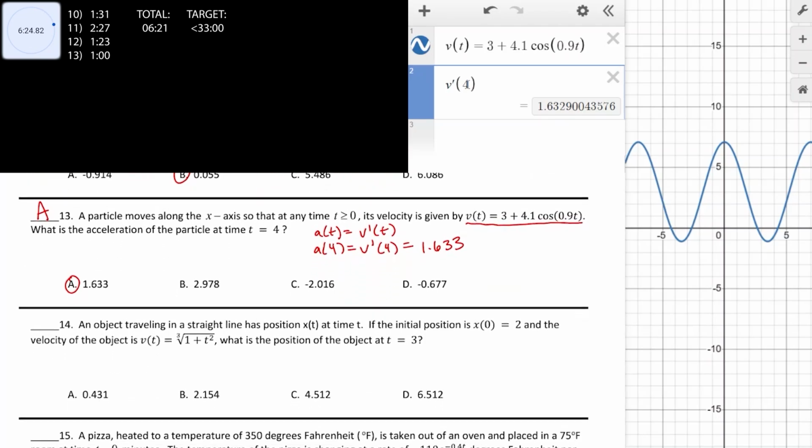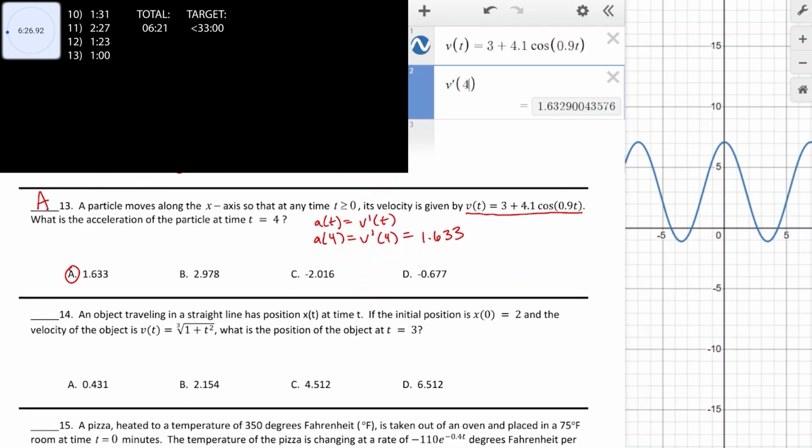Number 14 says an object traveling in a straight line has position x at time t. If the initial position x0 is 2 and the velocity of the object v of t is this function that's given, what is the position of the object at t equals 3? So this is going to be a fundamental theorem of calculus equation, kind of like we had in number 11, where we want to set up the integral from 0 to 3 of v of t dt.